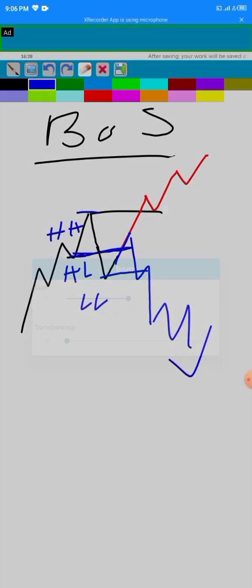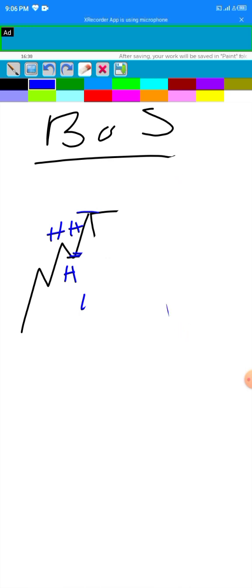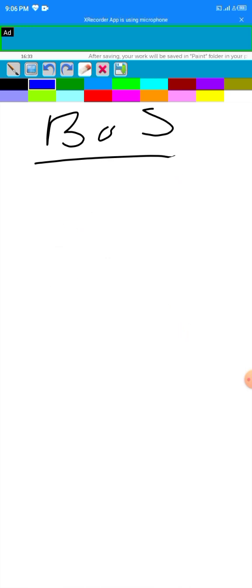So that's break of structure, when the market changes from one direction to the other. It actually helps you know what type of order to place, when to enter, and the likes. And consolidating markets also have break of structure.